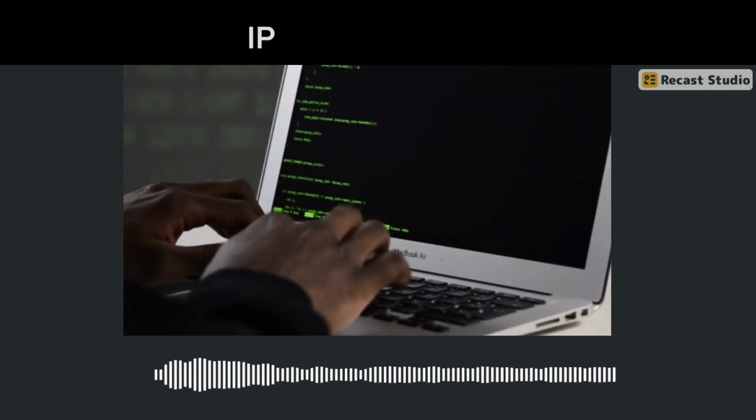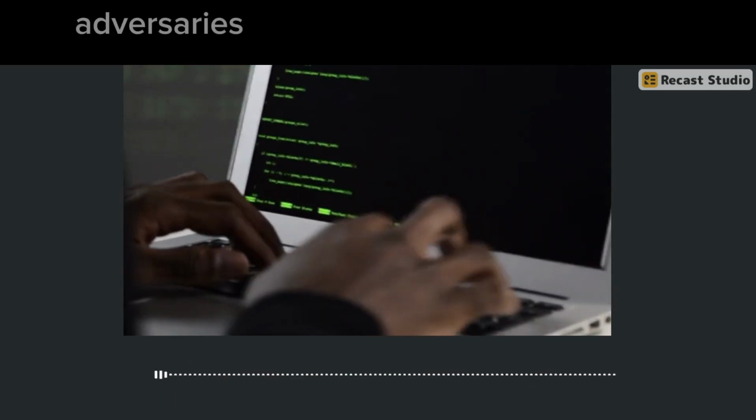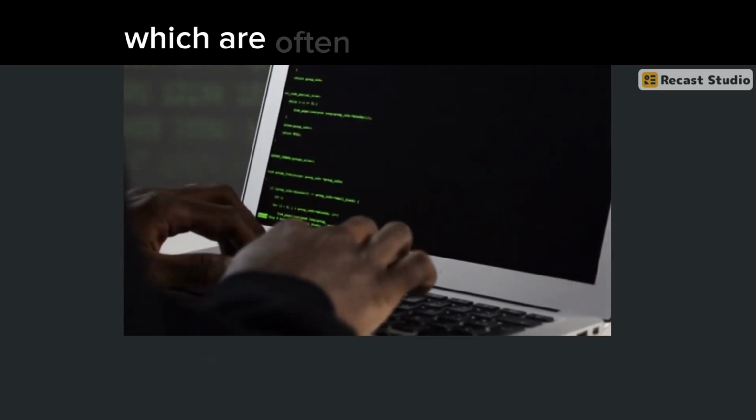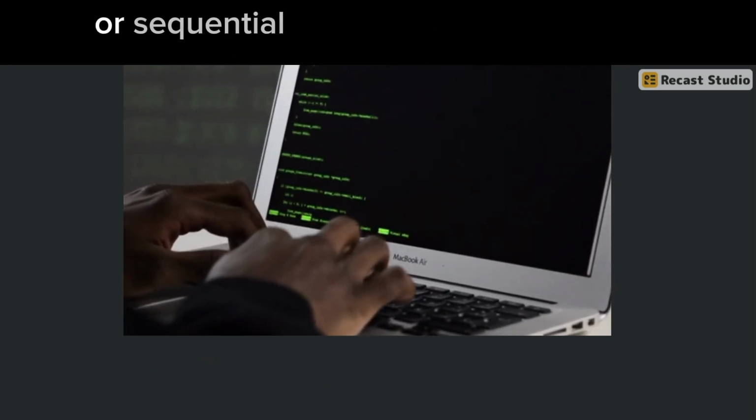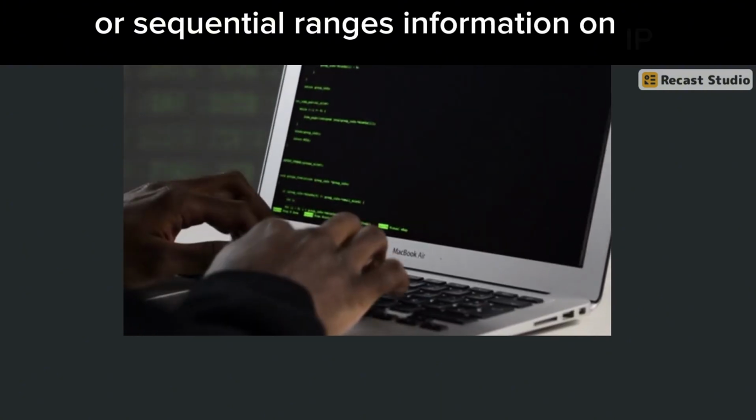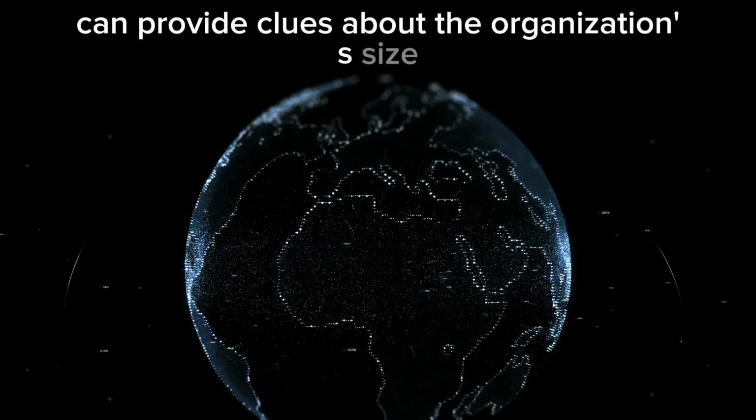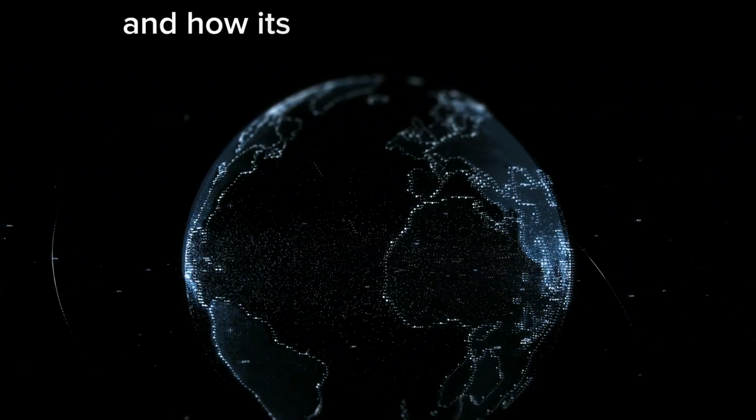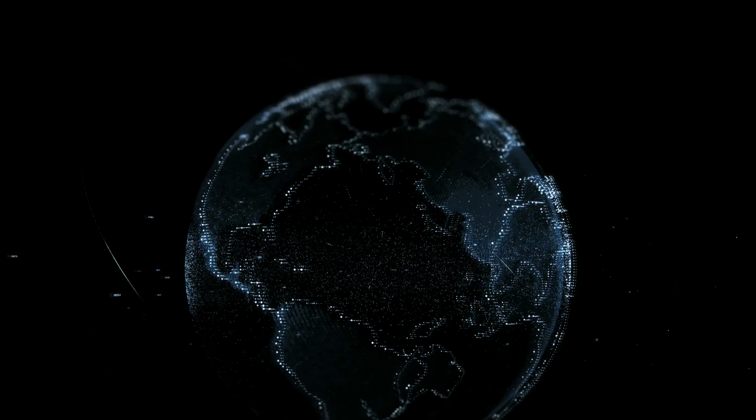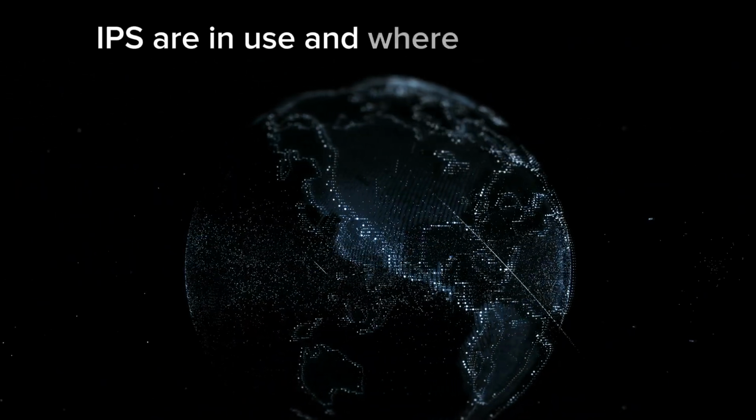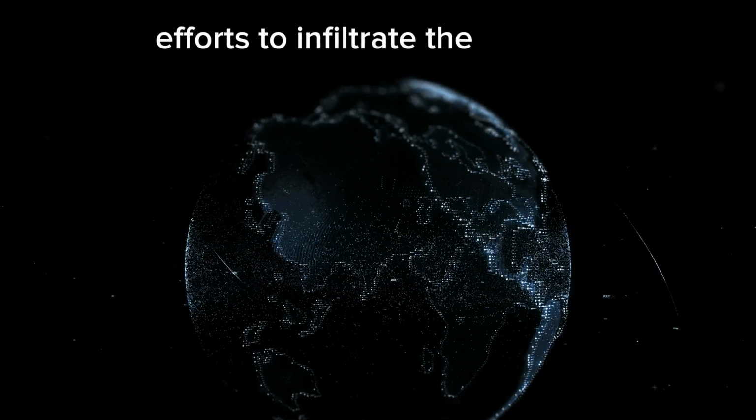T1590.005, IP Addresses. Here, adversaries gather information about the target's public IP addresses, which are often allocated in blocks or sequential ranges. Information on IP addresses in use can provide clues about the organization's size, physical locations, and how its public infrastructure is hosted. These insights can help attackers identify which IPs are in use and where to focus their efforts to infiltrate the network.